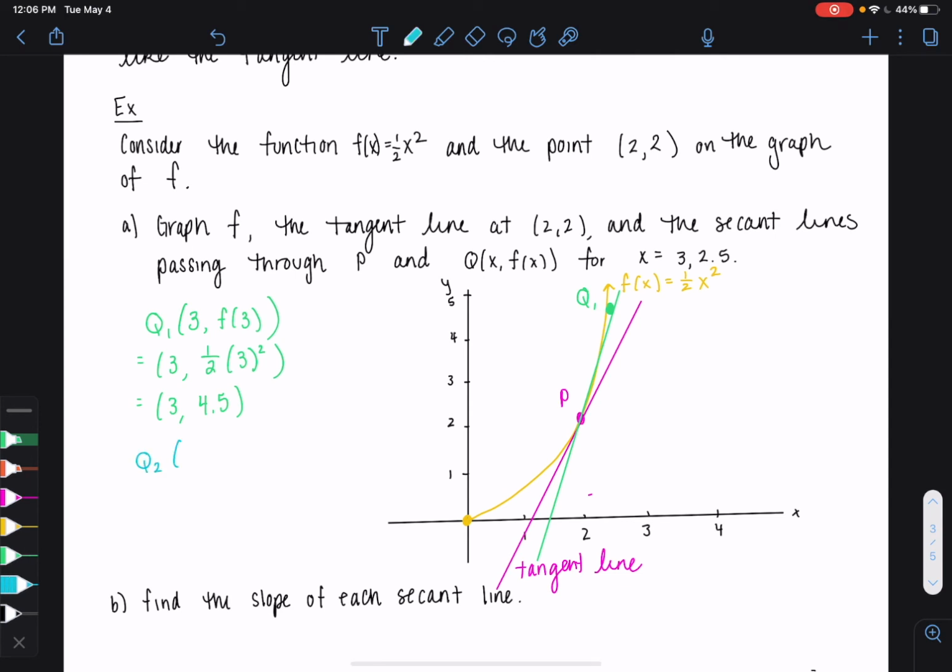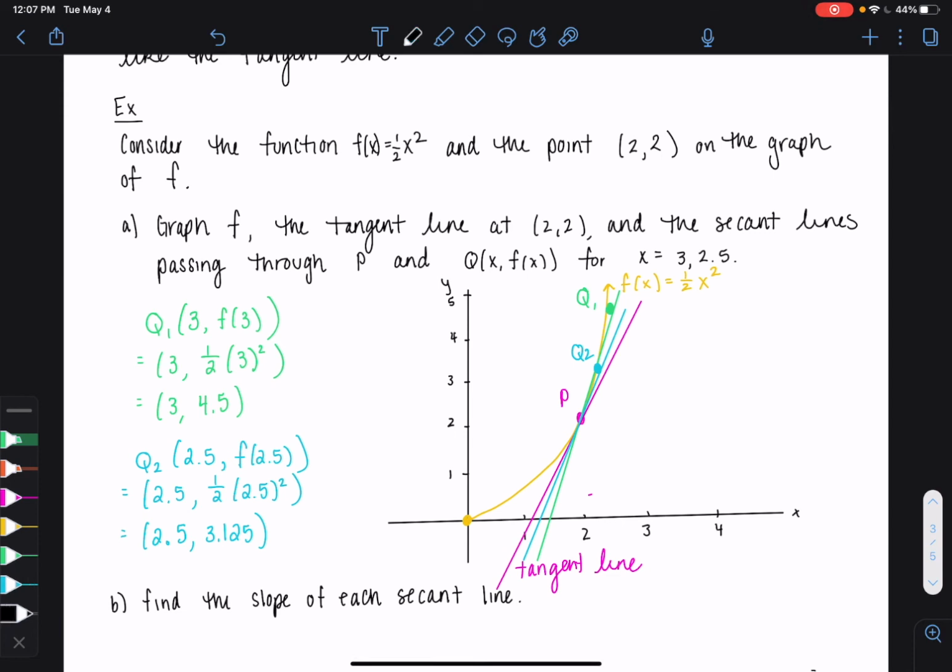If we look at the next point, when I plug in 2.5, we need to see what the y value would be here. So I plug that into the function. That's 1/2 times 2.5 squared. And if you plug that into a calculator, this would be 3.125. So when x is equal to 2.5, our y is right around here, and that's our point Q2. Connecting those two gives us a secant line that's much closer to the real tangent line.